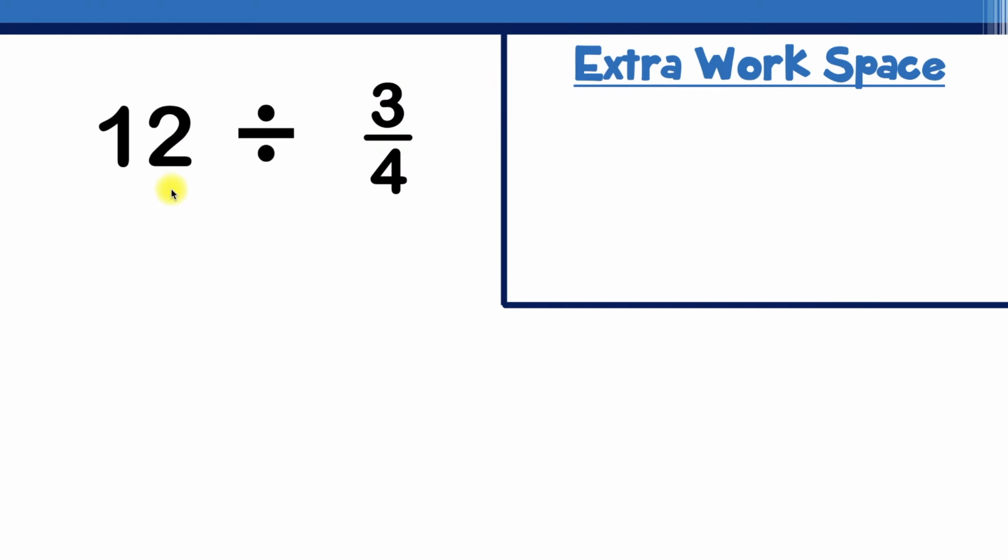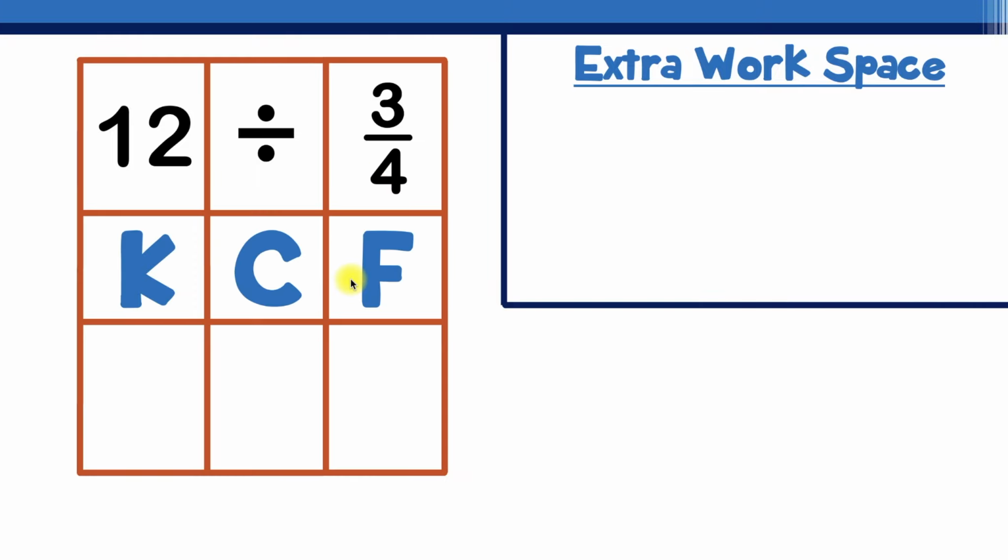So this question says 12 divided by 3 over 4. Because this is a division problem and one of the values is a fraction, that means that we're going to have to use the process called KCF, which stands for keep, change, flip. So we'll keep this first value the same, we'll change division to multiplication, and then we'll flip this fraction so that the top becomes the bottom and the bottom becomes the top.